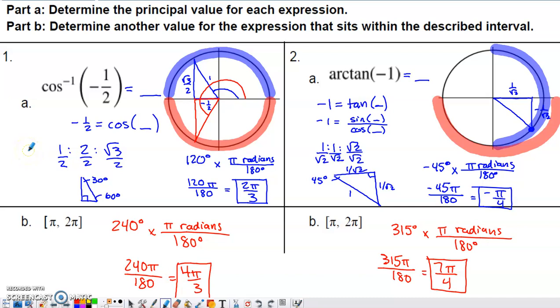So in this video, we'll spend a little bit of time trying to decide if we can determine the principal value for each inverse trig expression, and then also determine another value that's not necessarily one of the principal values that is within the interval that's described in part B. So if you look at this first one here, we have inverse cosine of -1/2.